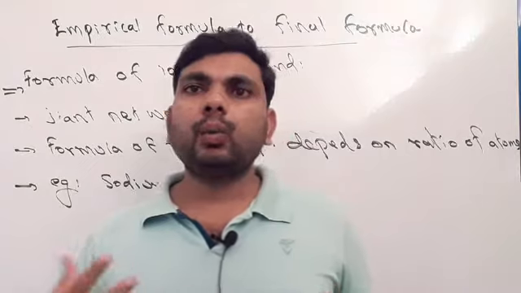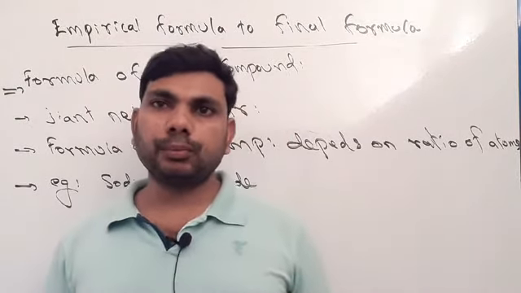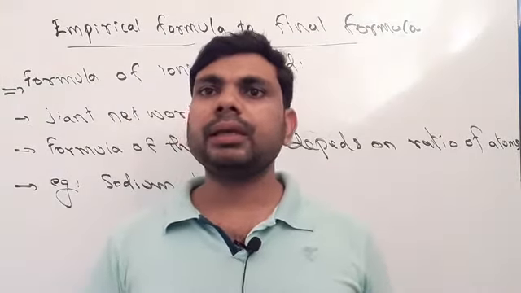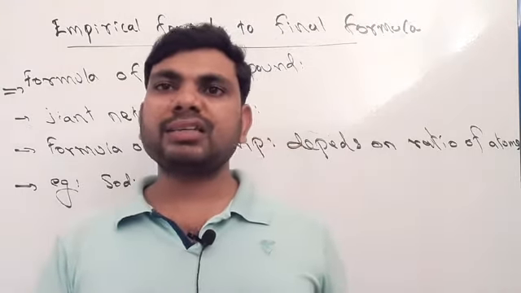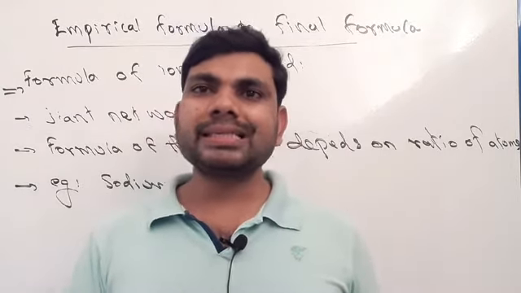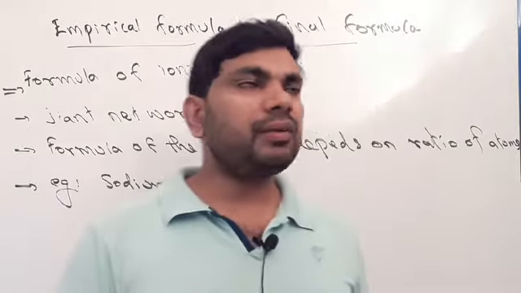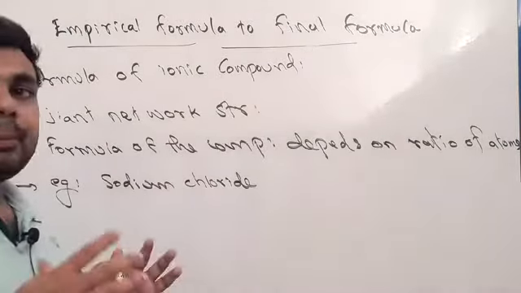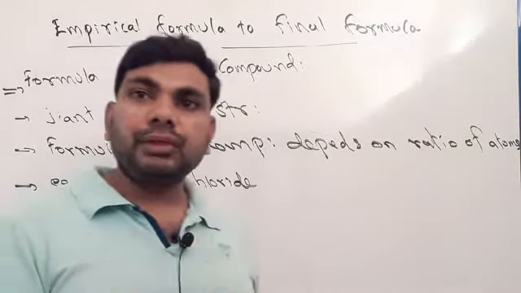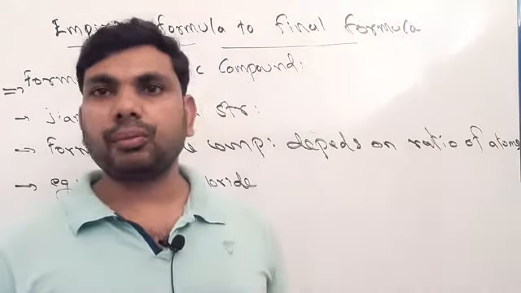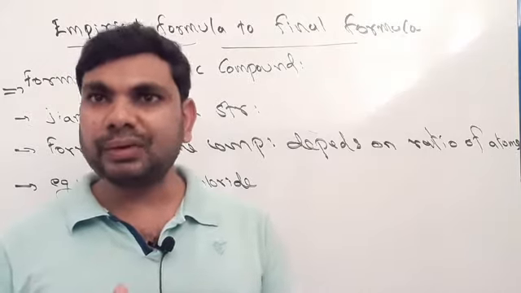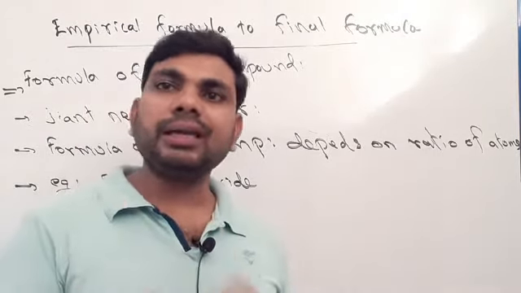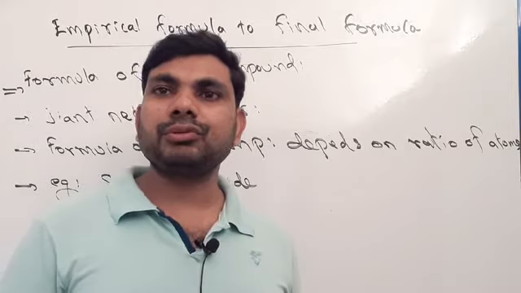Clear? Okay, now we have discussed the empirical formula. Empirical formula means the ratio of different atoms in a molecule. Next we have to discuss the final formula. We can find the final formula of the compound from the empirical formula.